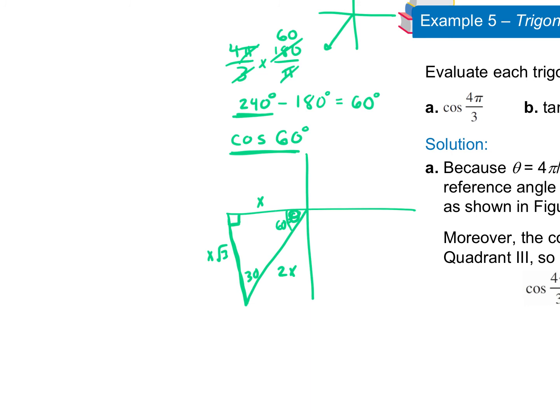Opposite over... adjacent over hypotenuse. What's adjacent to 60? X. And what is the hypotenuse? 2x. And how does this simplify? 1/2. So the cosine of 4 pi over 3 is 1/2.